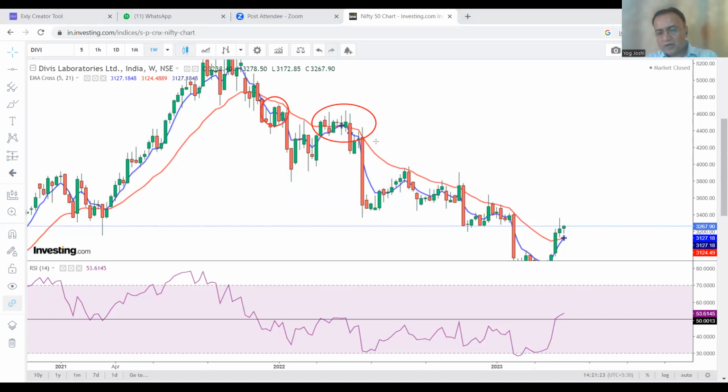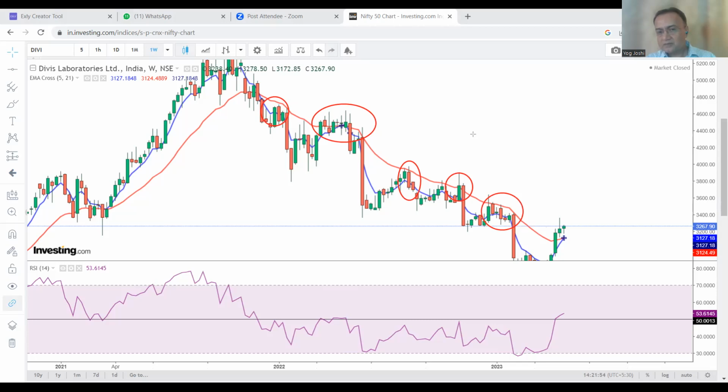The chart is unable to make a crossover in this area. This is also a resistance zone. Price is unable to close above the red candle, the 21 moving average. This is also a resistance zone. Price is unable to cross the red line, the 21-day exponential moving average or 21-week exponential moving average.